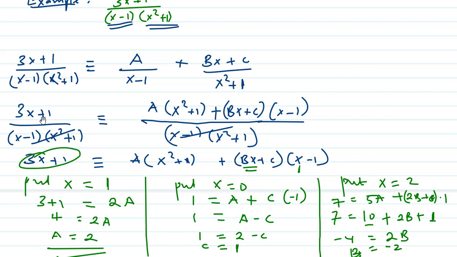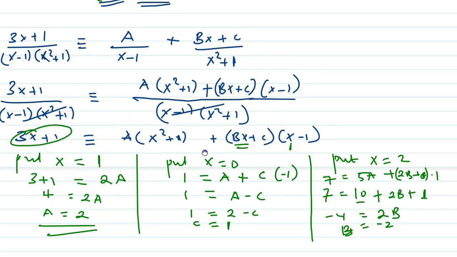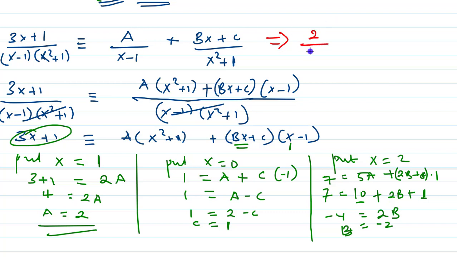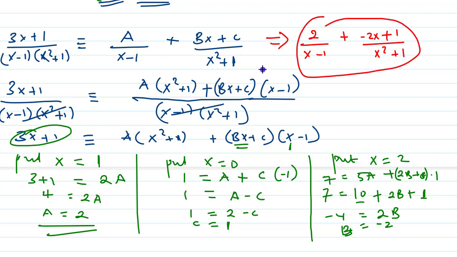Alright, so I can now write my partial fraction. Let me just choose red color here. So my value of A is 2 divided by x minus 1, plus the value of b is negative 2x, of course, plus c, which is 1, all this divided by x squared plus 1. So this is our partial fraction in this case.